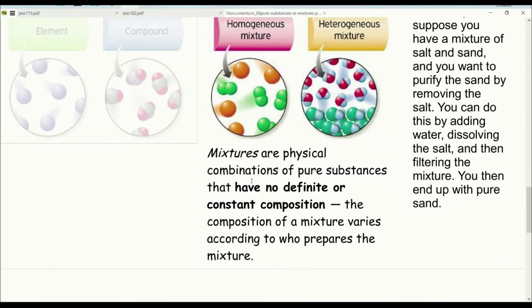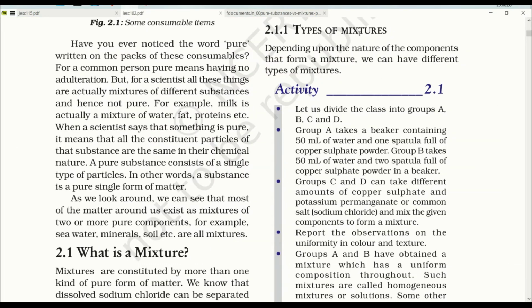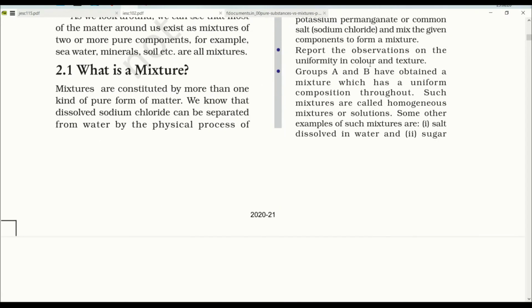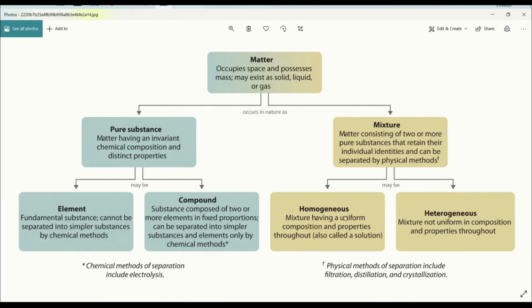Mixtures are physical combinations of pure substances that have no definite or constant composition. The composition of a mixture varies according to who prepares it. Types of mixture: depending upon the nature of the components that form a mixture, we can have different types of mixture. A mixture may be of two types, homogeneous and heterogeneous. A mixture having uniform composition and properties throughout is called a homogeneous mixture. In simple words, it is called a solution. A heterogeneous mixture is non-uniform in composition and properties throughout.